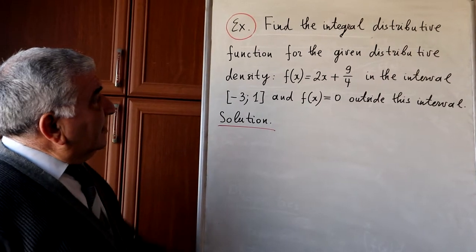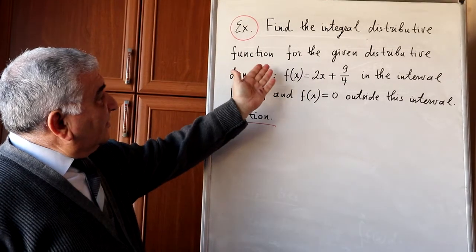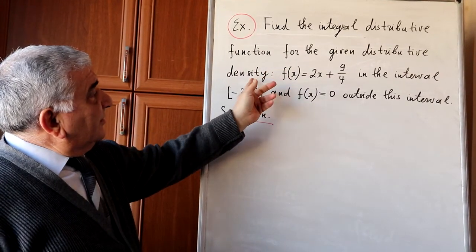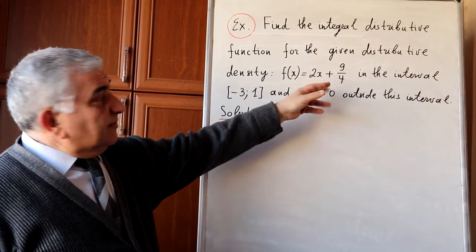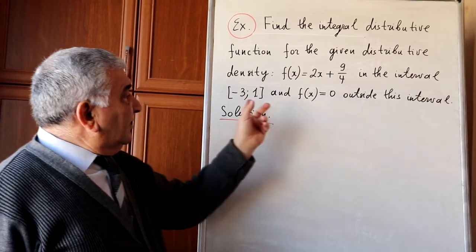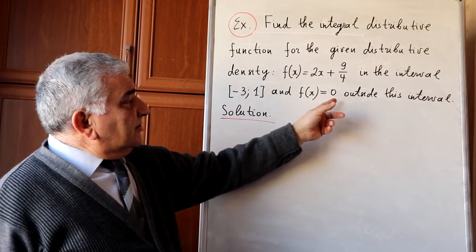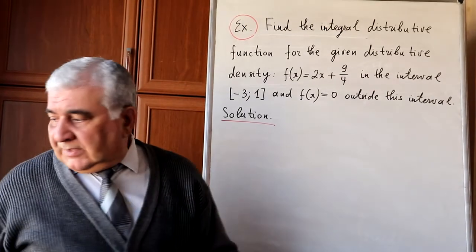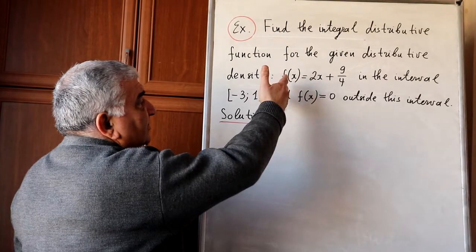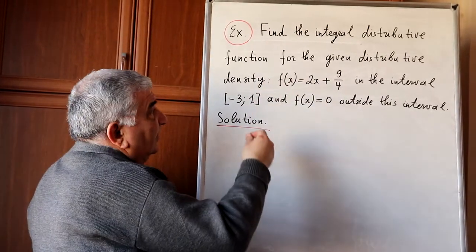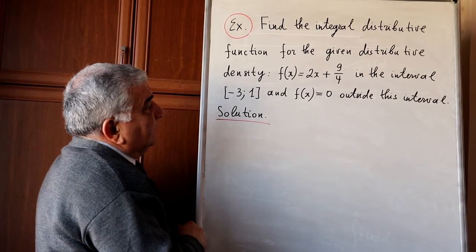Now consider the following example. Find the integral distributive function for the given distributive density. F of x is 2x plus 9/4 in the interval minus 3, 1, and f of x is equal to 0 outside this interval. Here the function f of x is given, and we must find the expression for F capital of x.